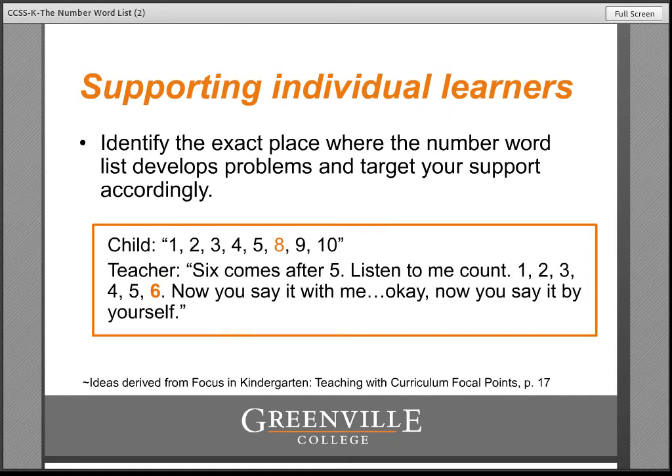Note the example here, which actually comes out of the Focus in Kindergarten book. In this example, the child's number list of 5 is stable, so the target number is 6. Notice that the work with the child stops at 6, and this helps the child focus on that next target number.